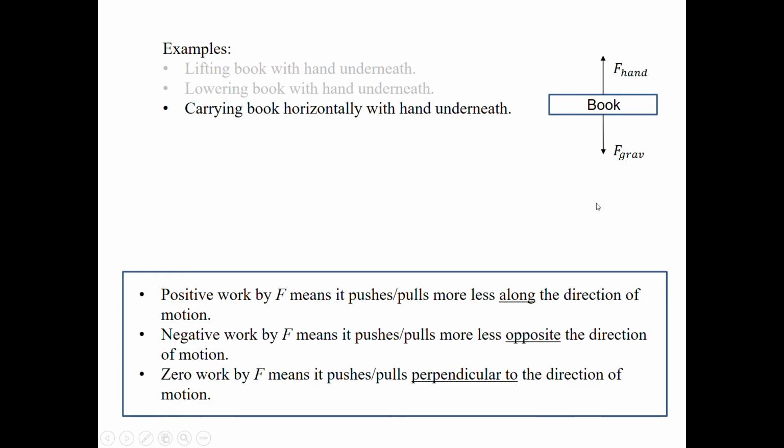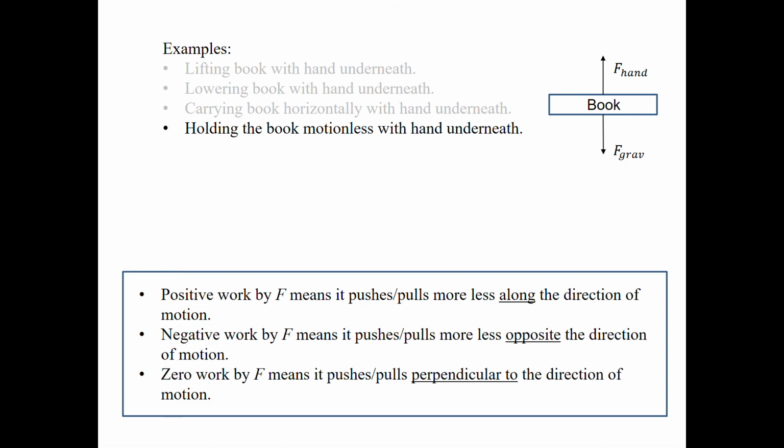If I carry the book horizontally with my hand underneath, kind of like a waiter might carry a tray of food, then in that case, both the hand force and the gravitational force do zero work because the book is being displaced horizontally, and those forces have no component along the direction of displacement. In other words, they are perpendicular to the direction of motion in this case.